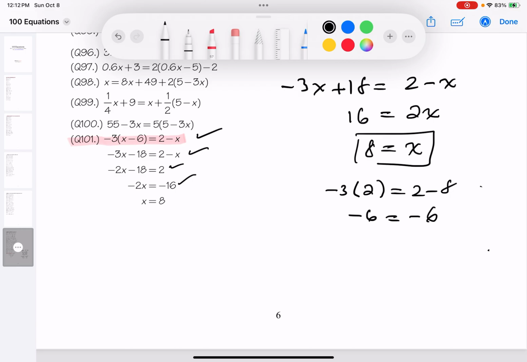Let me take a look at what he did. So minus 3x plus 18, I agree with that. 2 minus x, I agree with that. Looks like he added x to both sides. Say minus 2x plus 18 is 2. And then it looked like he added 18 to both sides. There's a mistake here, isn't there? And this happens when you look at a student's work, by the way. You say, oh, he made a mistake somewhere. Let's back up and point out where that mistake is. It's a common one, by the way. The mistake is right here. This is 18. All right, so this is the wrong step, a bad step.